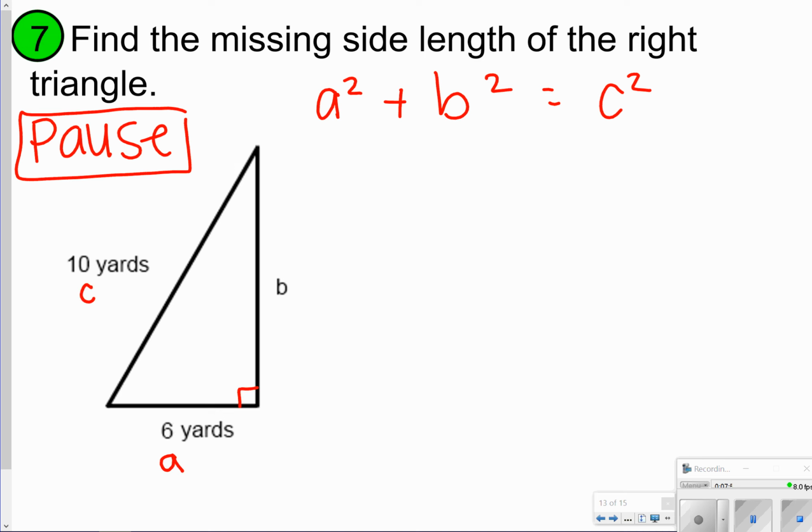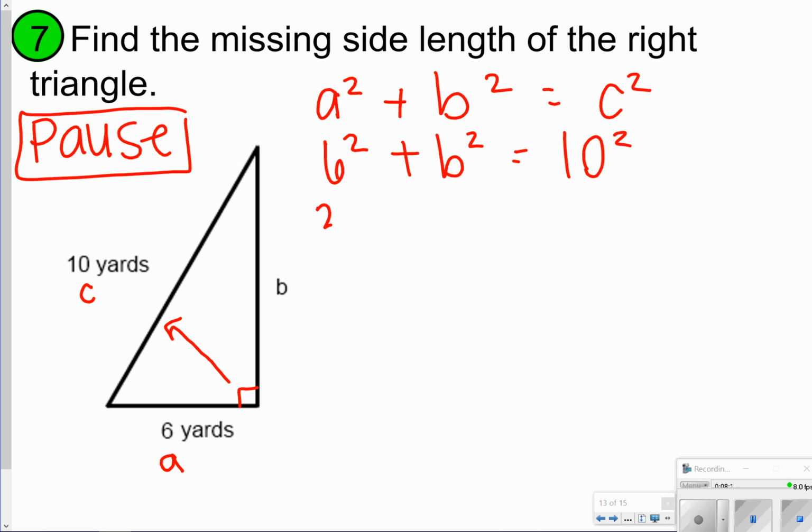Alright, so A is going to be 6 in this one, B is unknown, and 10 is C. Again, the reason why we choose 10 as C is because it's going to be across from the right angle, and because it's the longest measurement. So A squared would be 6 squared, B squared is unknown, and C squared is 10 squared.